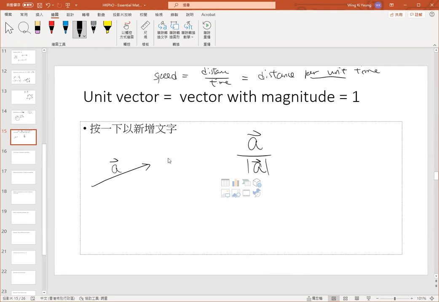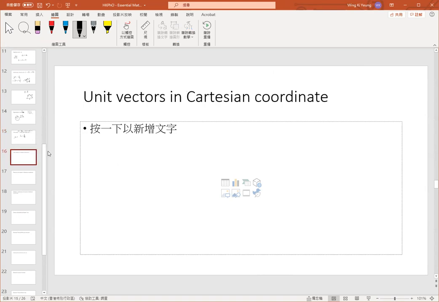To represent a unit vector, we are using another kind of hat. We are using this hat for it. So you pronounce it as A hat, okay? A hat equals vector A over its magnitude. That's it. The most common unit vector that we are going to use is the unit vector in the Cartesian coordinate. Cartesian coordinate is just the coordinate that is x, y, z axis.